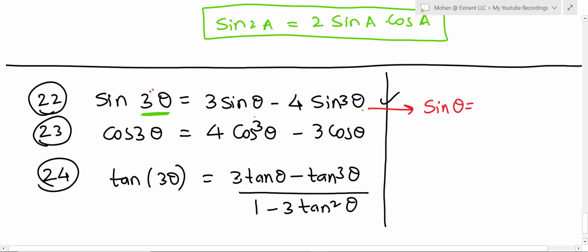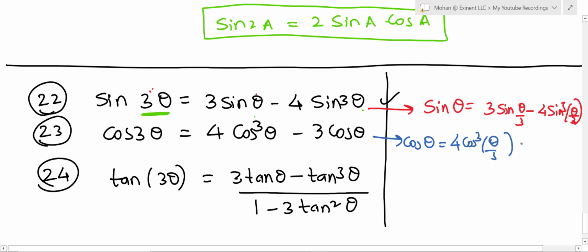For 3 theta it has come, so for theta it will become theta by 3. So that will become 3 sine theta by 3 minus 4 sine cube theta by 3. I told you so that you shouldn't get confused. Now in the same way, cos theta will become 4 cos cube theta by 3 minus 3 times cos of theta by 3. I hope you understood it.